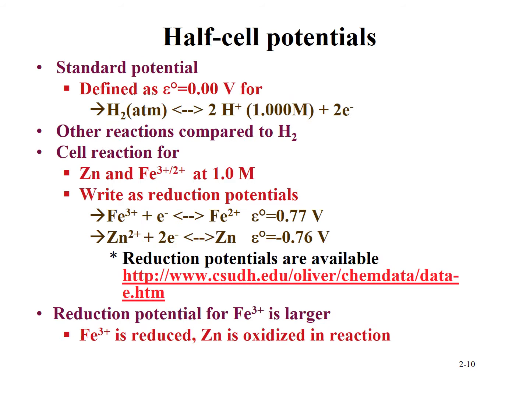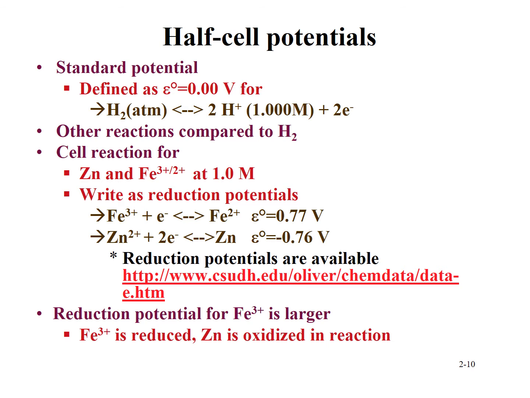Another important electrochemical concept involves half-cell potentials. You can find lists of half-cell potentials in a number of places. Here's an example. There's a URL provided on this slide for finding some half-cell potentials. They're defined relative to hydrogen gas going to protons, which is defined as 0 volts. Other reactions are just compared to this hydrogen reaction.